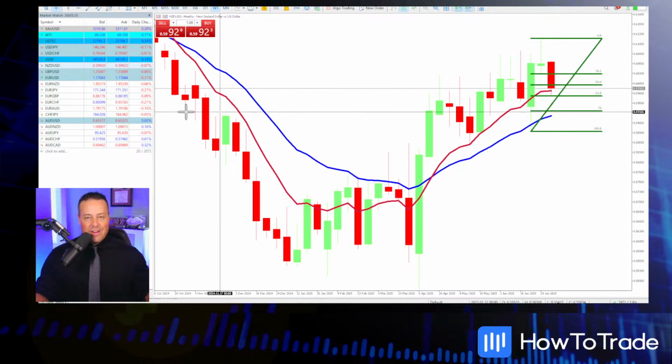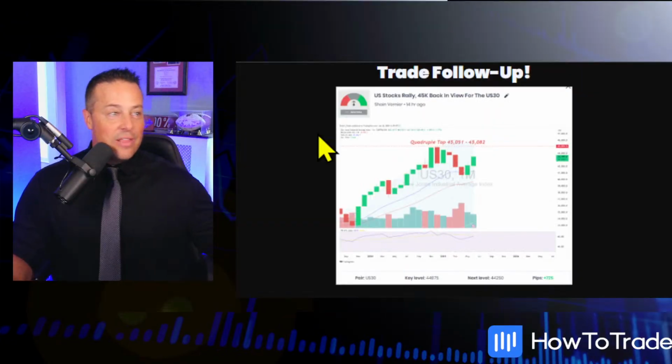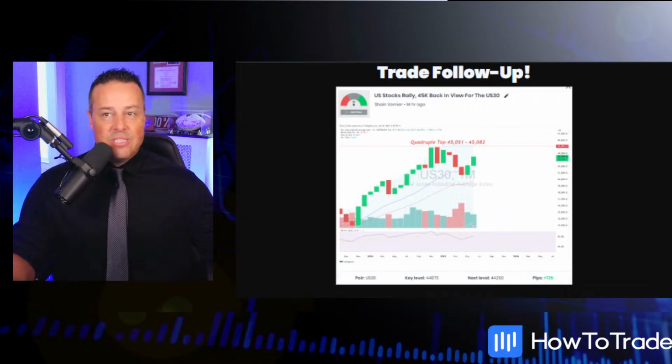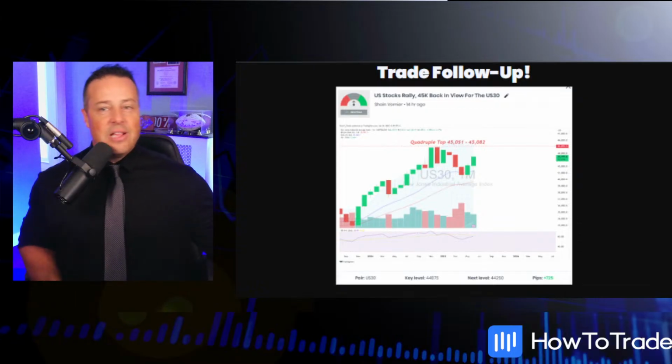I think that we're in for a couple more good ones here, and I'm going to go ahead and see if I can find you one right now. This is another trade idea that we put out, the US 30, 45,000's back in view for the US 30. And I mean, it's an interesting level. It really is an interesting level because it's a big round number.